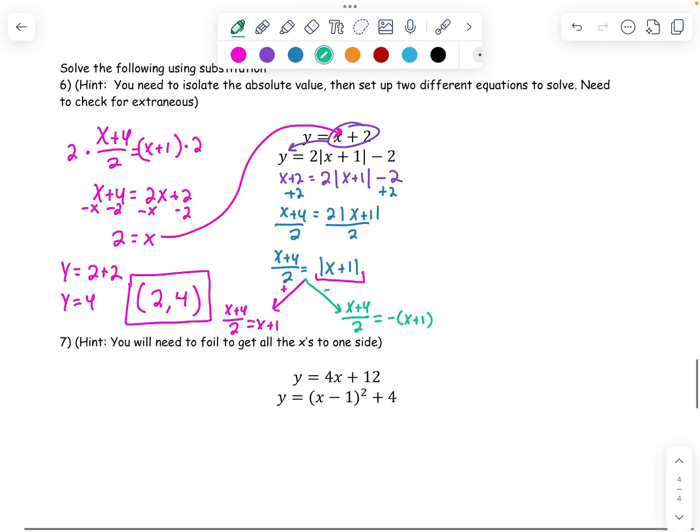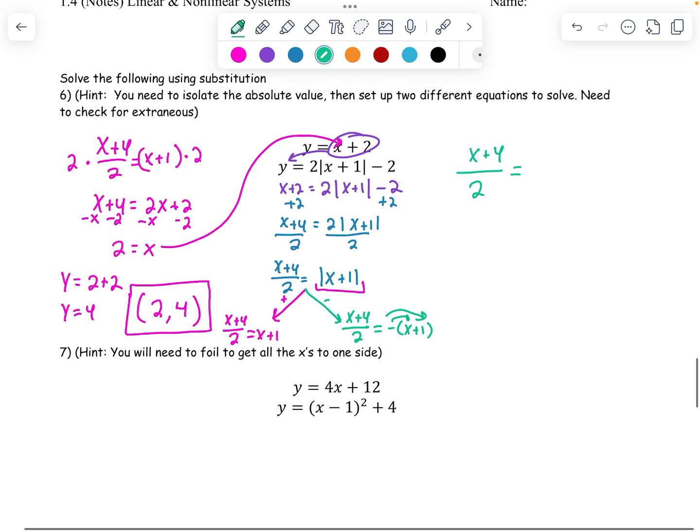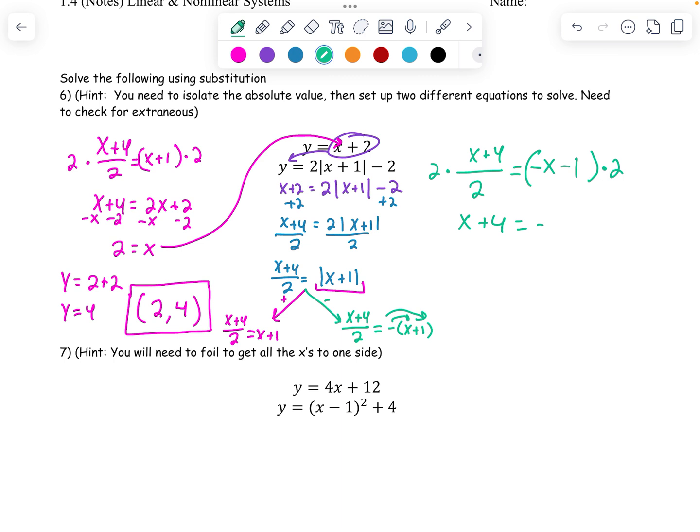The negative version is going to do the exact same thing, so we're going to go (x + 4)/2. I'm going to distribute this negative right away, so that's -x - 1. Again, multiply by 2 first. That way we can free up the x + 4 in the numerator there, so that's going to be -2x - 2. And then again, I like to keep my x's positive, so I'm going to move the 2x here and then move the 4 to the other side. That gives me 3x is equal to -6, divide by 3, to get x is -2.